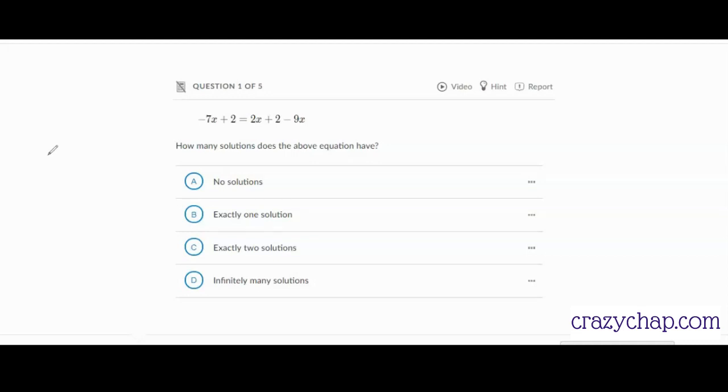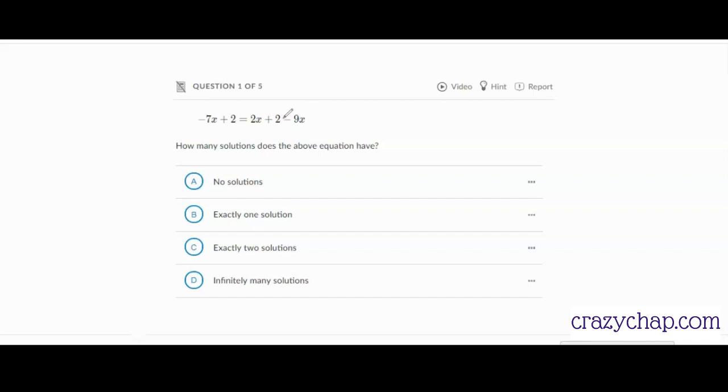Okay. As you can see, question number 1 on the screen is minus 7x plus 2 equal to 2x plus 2 minus 9x. The question is asking how many solutions the above equation has. So let's solve for x and see what we get. Solving for x, we get negative 7x plus 2 equal to 2x minus 9x. You will get negative 7x and plus 2.